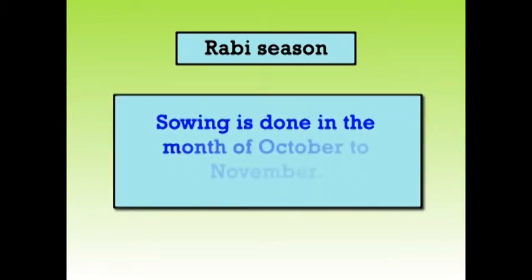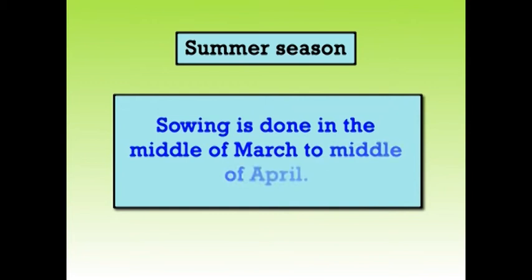And during Rabi season, sowing is done in the month of October to November. And as a summer season crop, sowing is done in the middle of March to the middle of April. Now let's have some idea about how seed treatment should be carried out.